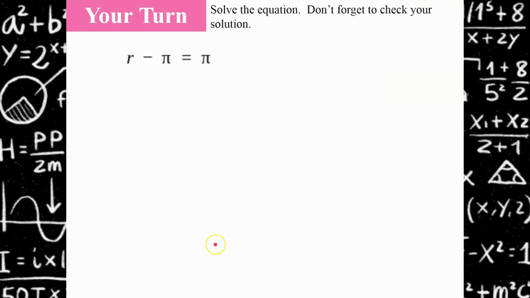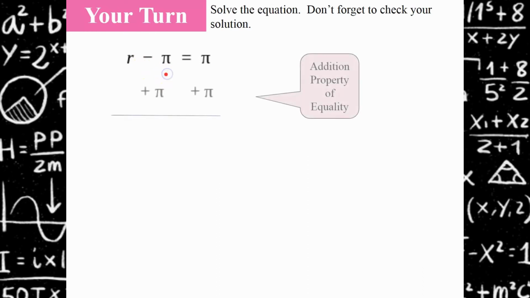One more. Okay, so I want to solve for r, reminding you r is the variable, r is our unknown. So we want to use inverse operations. We want to undo subtract pi. So we're going to use the addition property of equality and add pi to both sides. Here's my zero pair, so I'm left with r, and pi plus pi is 2 pi. So 1 pi plus a second pi is 2 pi.